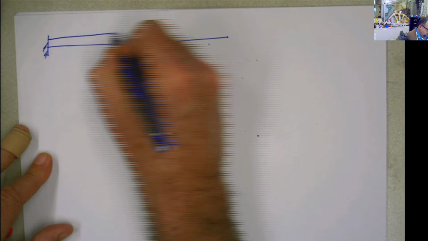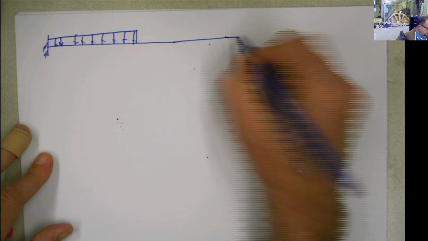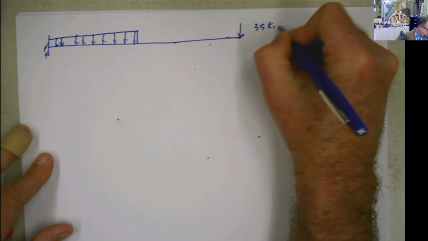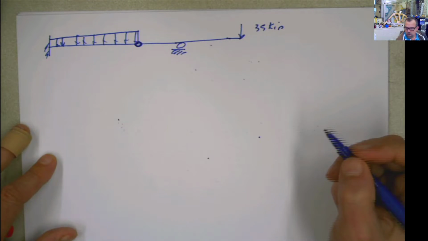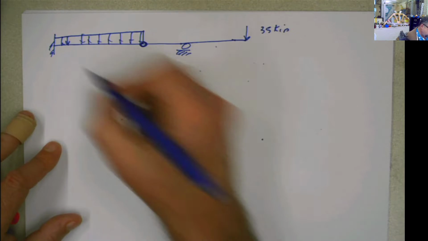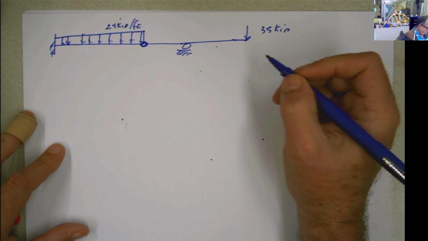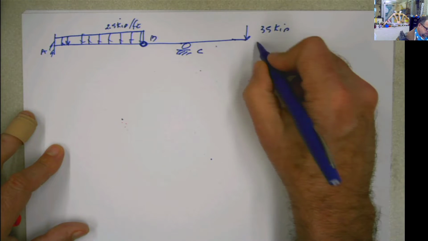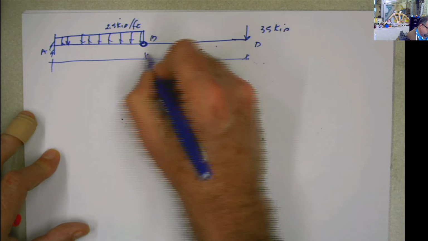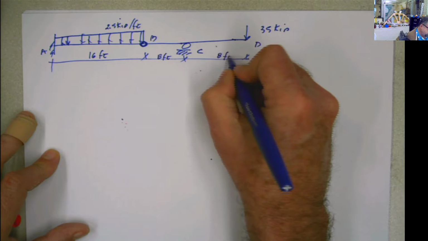It's a really simple problem. You're going to have a distributed load, like that. You're going to have a load applied here, 35 kip, and this is going to be a roller, and then you're going to have a hinge, because otherwise we're going to have an indeterminate structure, and we haven't covered that yet. So this load is going to be 2.5 kip per foot, and A, B, C, D, with distances 16 feet, 8 feet, and 8 feet.